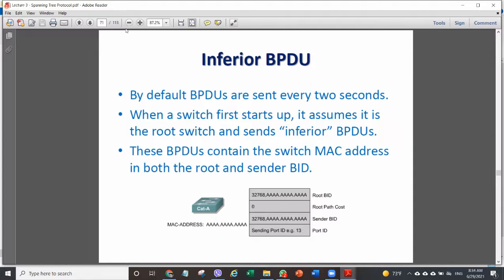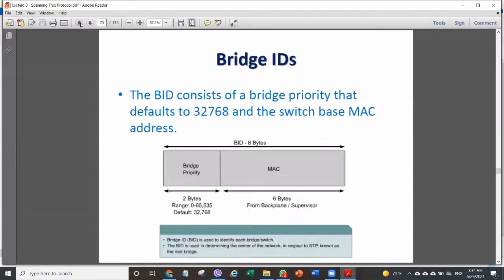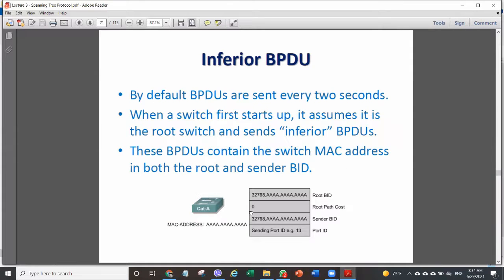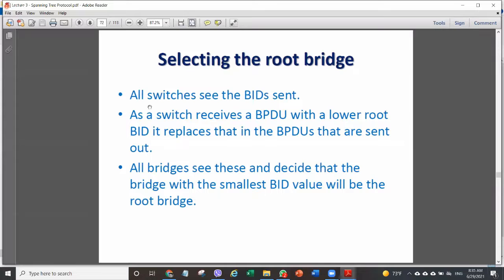It is just sharing: the first part is 32,768, the bridge priority, plus the MAC address. Both are shared with the BPDU. The sending port ID, port number, is 30 as per the example. Right, selecting the root bridge.